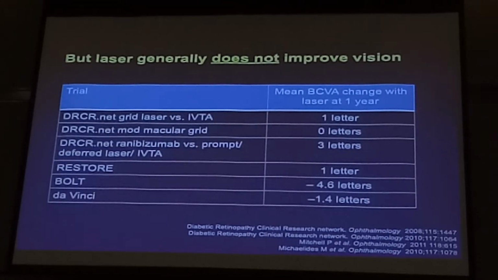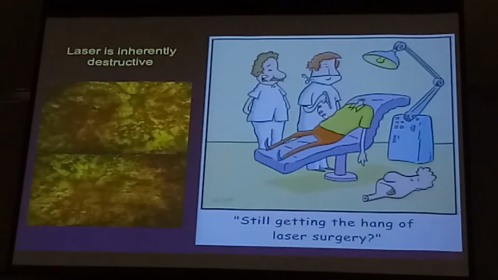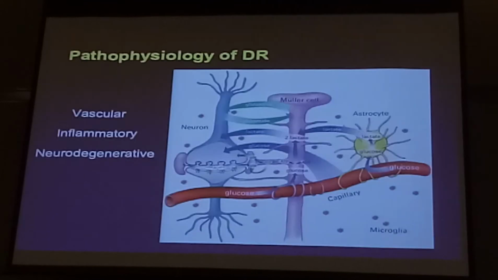For those that are center involved, why do we stop using laser as first line? Because most patients do not have improvement in vision. That's what we want now. Right? So all these are center involved who underwent grid and focal laser. Most of the time they maintain their vision, but did not have improvement in vision. And that's why it's no longer satisfactory in this day and age. Because laser is inherently destructive.